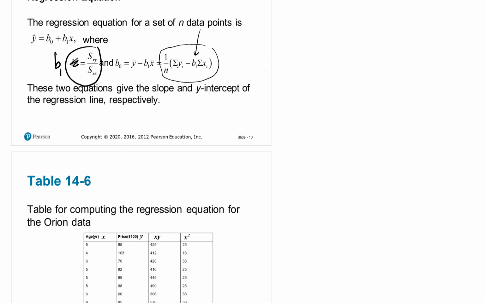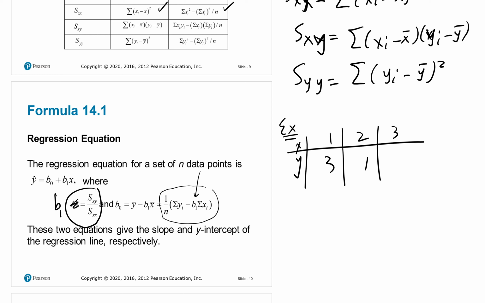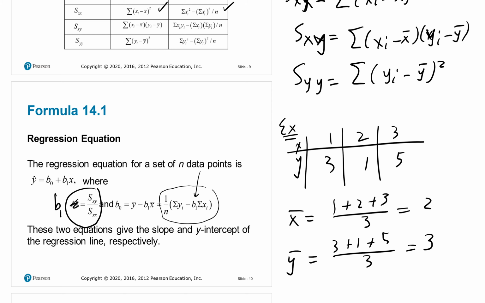Let's look at an example. Let's say I have a table of values, x and y: 1, 2, 3 for x, and y is 3, 1, 5. The first thing I always do is find the mean for the x's. 1 plus 2 plus 3 divided by 3, 6 divided by 3, 2. y bar is 3 plus 1 plus 5 divided by 3. 9 divided by 3 is 3.